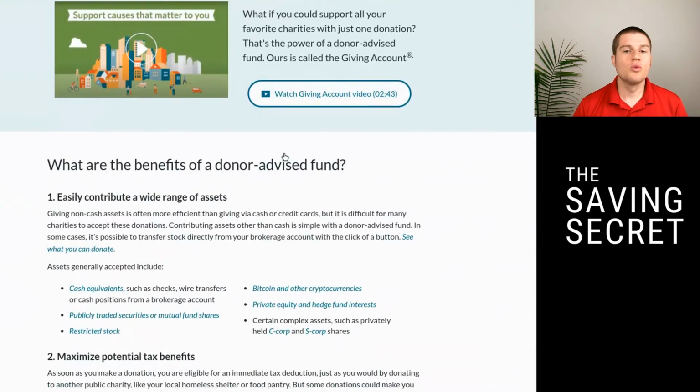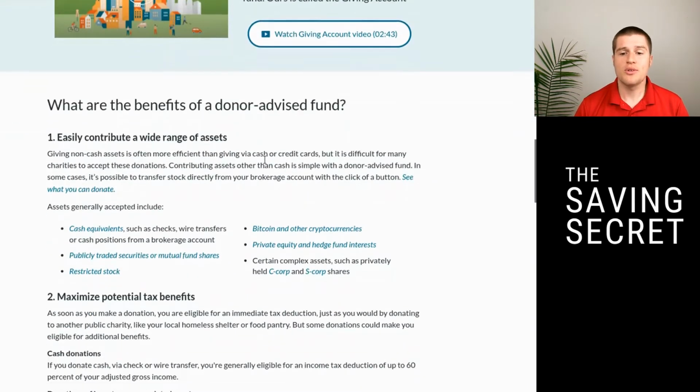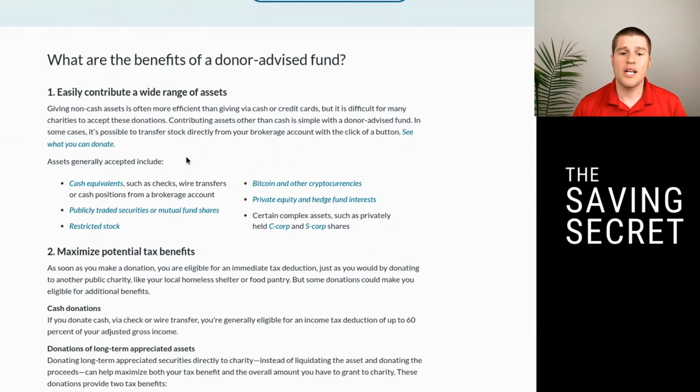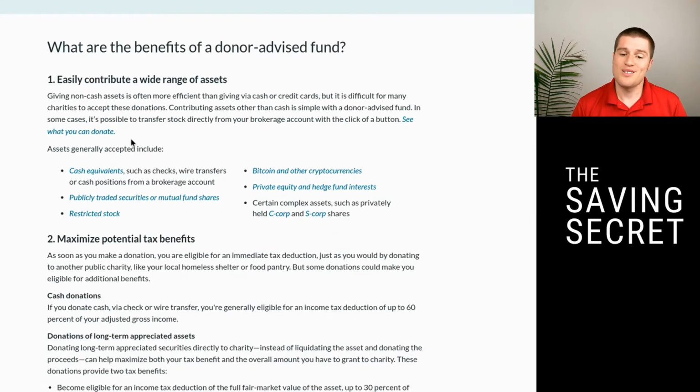So let's go through real quick some of the benefits of a donor advised fund. I've mentioned a few already. You can easily donate different kinds of assets. Obviously, you can donate cash, but you can also donate restricted stock. So let's say the company you work for gives you access to stock options or different things like that. You can actually donate your stock options into your donor advised account and save a huge amount of money on your taxes from seeing those realized gains. So that's just a huge benefit.